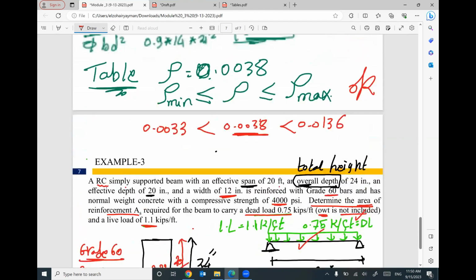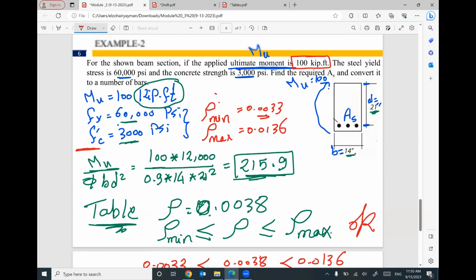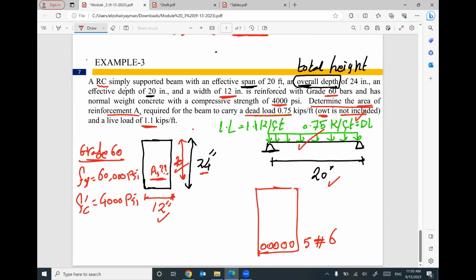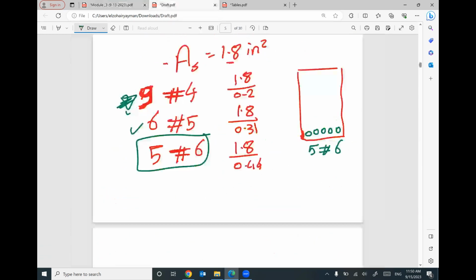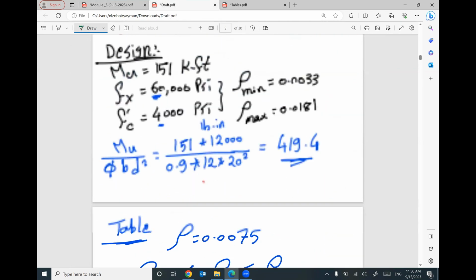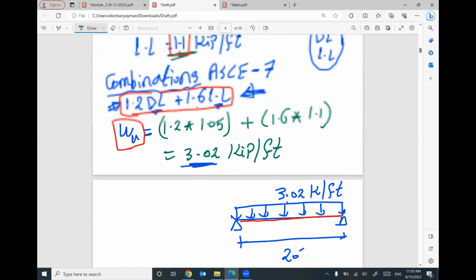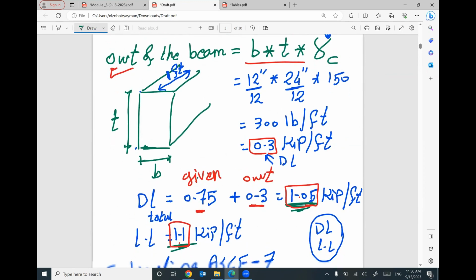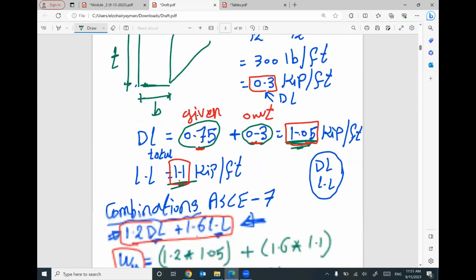Sometimes if the M ultimate is given, you need to start your design directly. Sometimes in a problem, M ultimate is not given, so I need to start with the structural analysis part. First, structural analysis means what is the value of dead load? What is the value of live load? You are lucky because the value of dead load in this problem is not total. We need to add the own weight. So I figure out the own weight of the beam and add them together to find the total dead load. And the total live load is given.